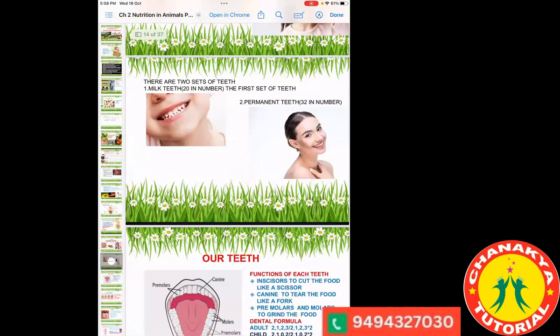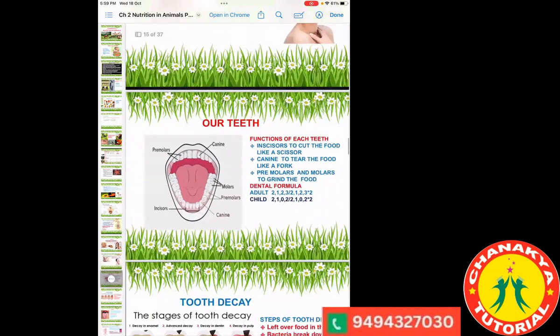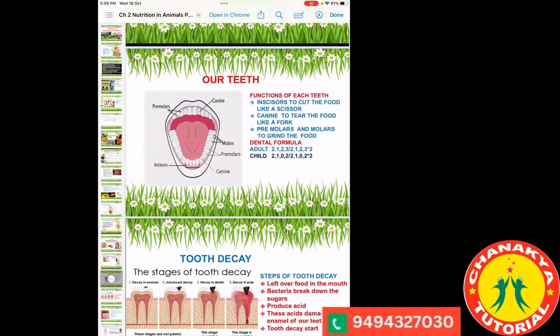There are two sets of teeth, milk teeth and permanent teeth. Milk teeth are 20 in number. Basically, whenever a child is born, after a year, they get the first set of teeth. That first set of teeth is called the milk teeth, and generally they are 20 in number. Once the milk teeth fall down, the teeth which come are called permanent teeth, and they are 32 in number.